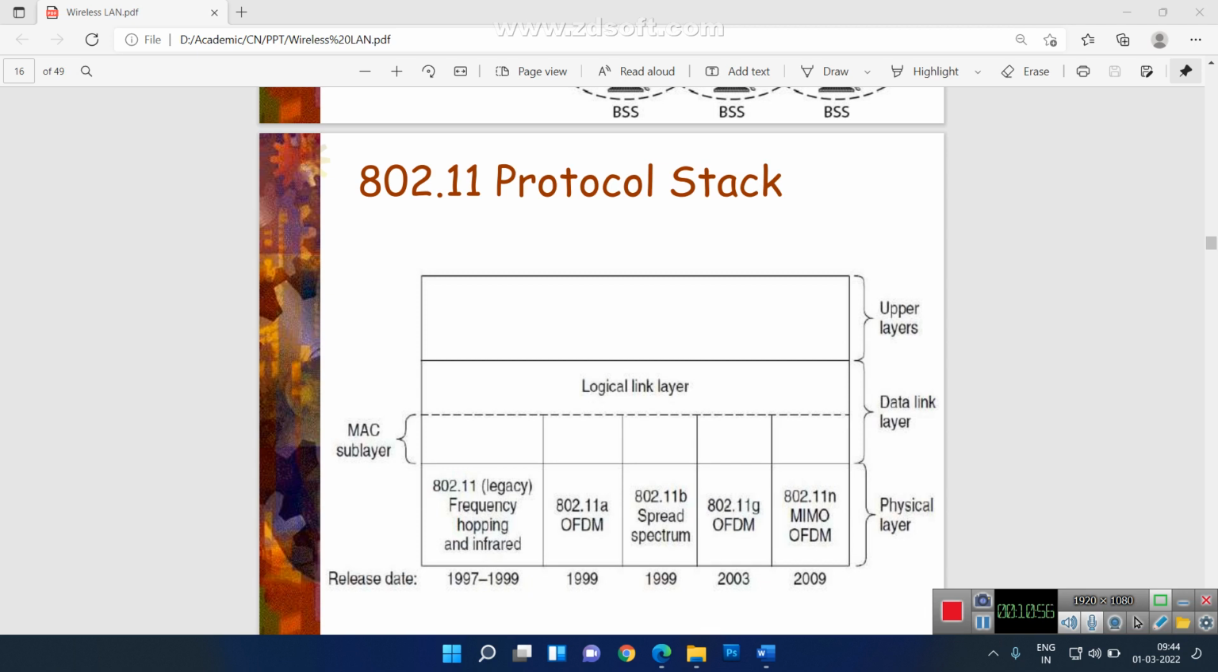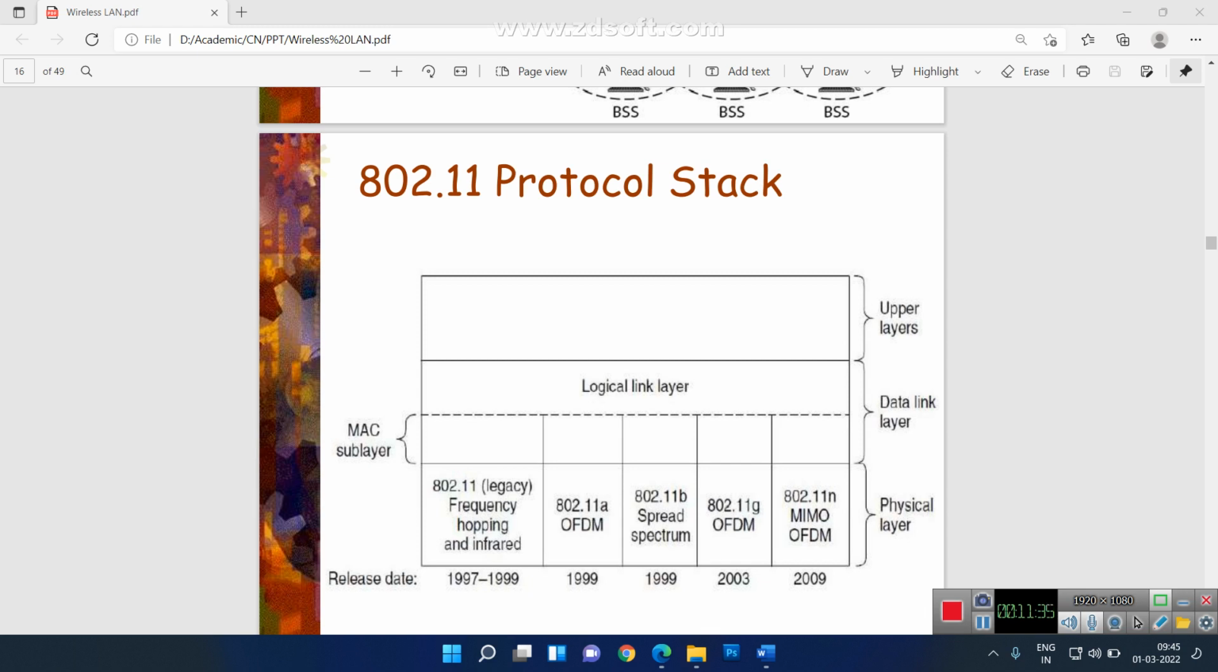So during the years 1997 to 1999, they used frequency hopping spread spectrum for transferring the data. After that, they used OFDM in 1999, orthogonal frequency division multiplexing. And then in 1999 also, they again used spread spectrum techniques. There are different types of spread spectrum techniques: direct sequence spread spectrum, and then orthogonal frequency division multiplexing. Like that, there are several types of spread spectrum techniques they use in 802.11b.